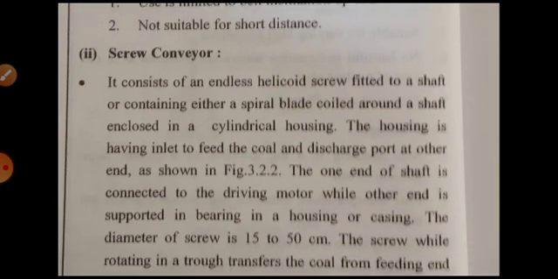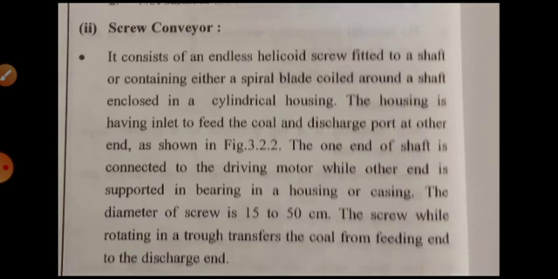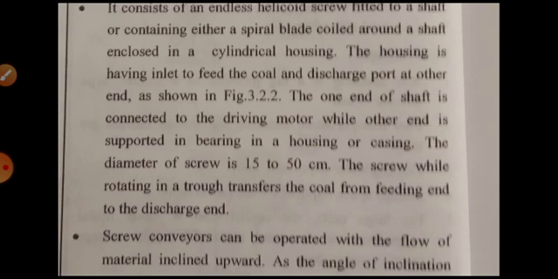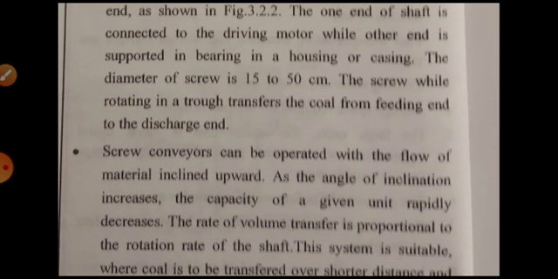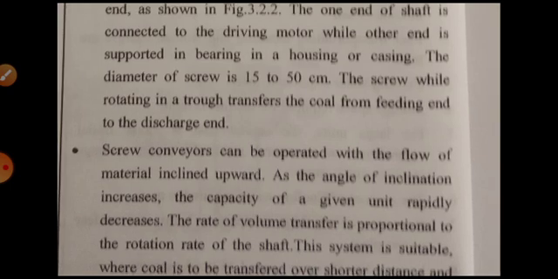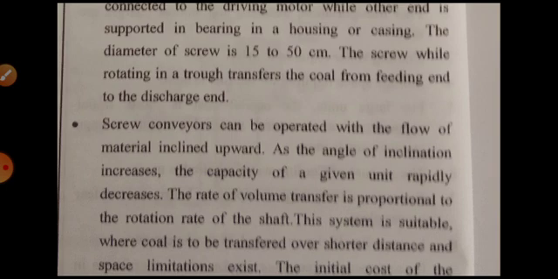Screw conveyor. It consists of an endless helicoid screw fitted to a shaft, or a spiral blade coiled around a shaft, enclosed in a cylinder housing. The housing has an inlet to feed the coal and a discharge port at the other end, as shown in the figure. One end of the shaft is connected to the driving motor while the other end is supported in a bearing in the housing.